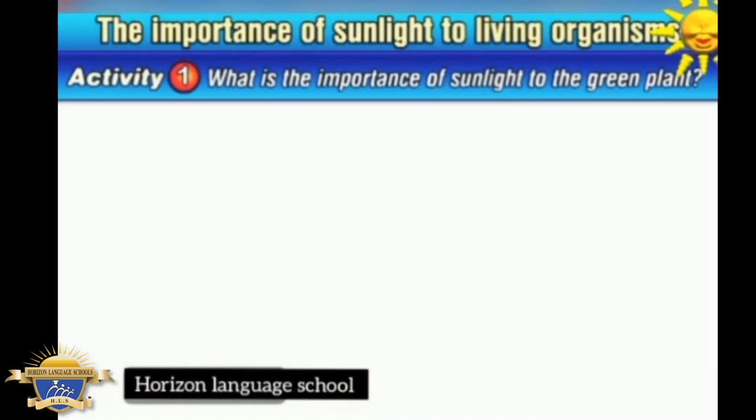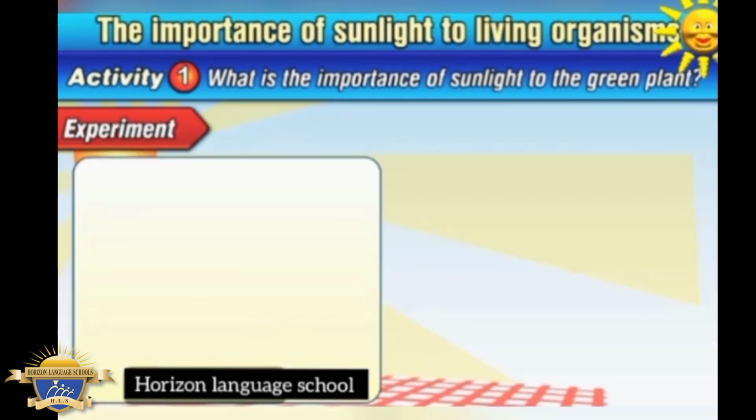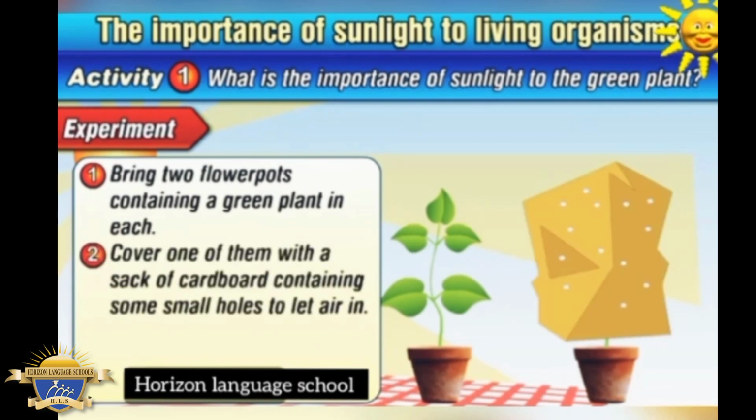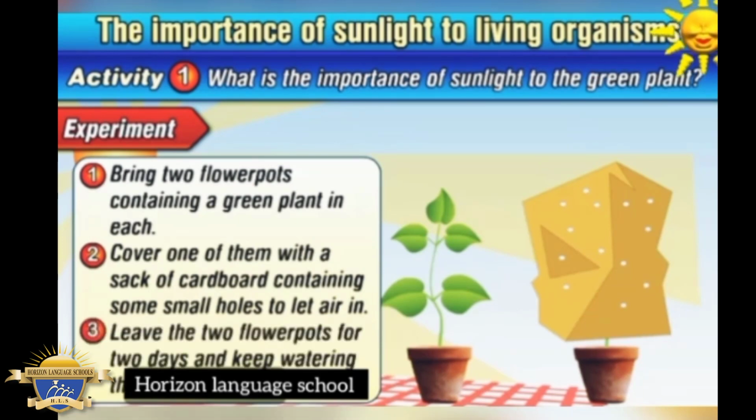Now we should know the importance of sunlight to green plants. Activity 1. Steps. Number 1: bring 2 flower pots, each containing a green plant. Number 2: cover one of them with a cardboard sack containing some small holes to let air in. Number 3: leave the 2 flower pots for 2 days and keep watering them every day.